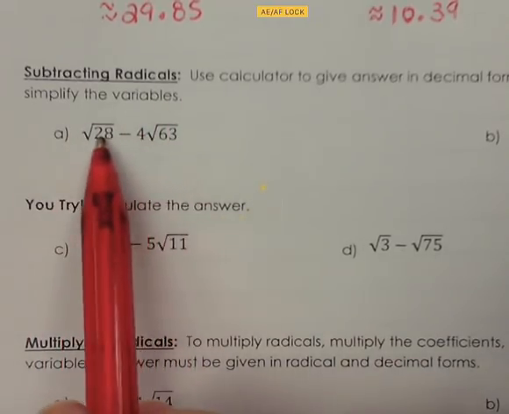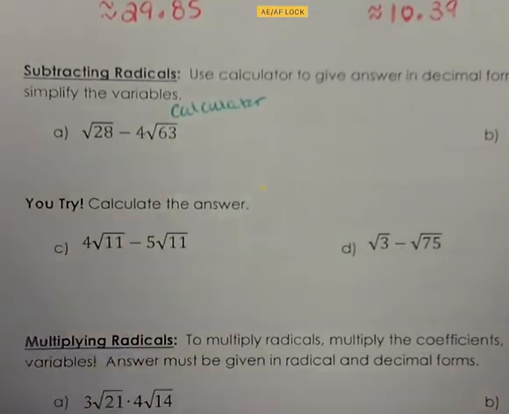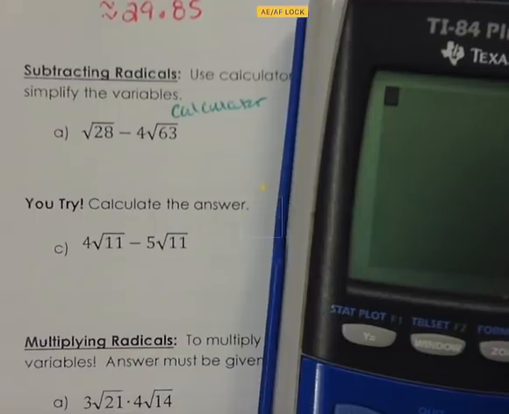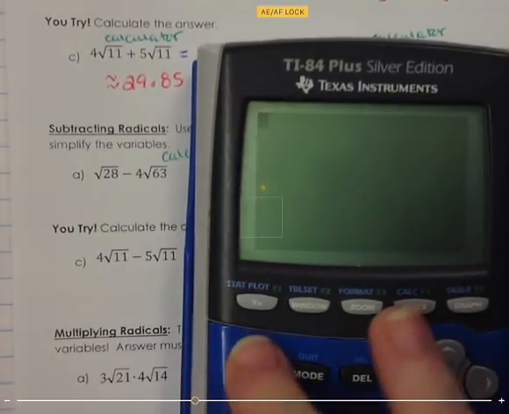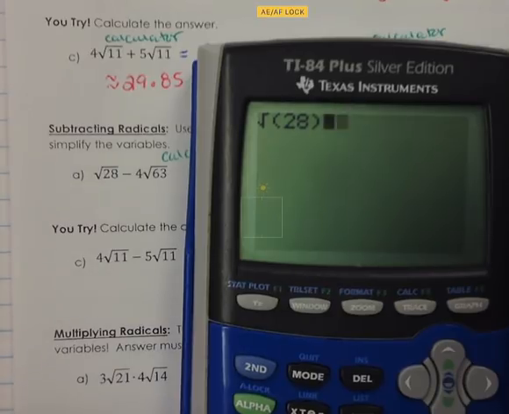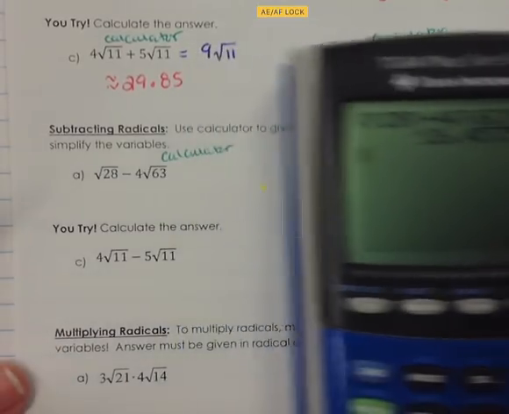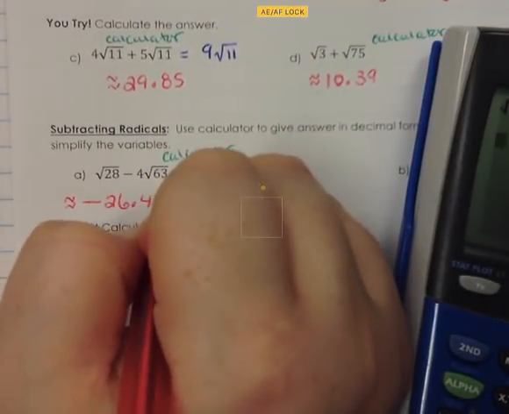So part A has only numbers. That means we can go straight into our calculator. And again, I'll use the older calculator this time. So on the older calculator, I have to do the square root of 28, but I have to close my parentheses to stop that radical, minus 4 square root of 63, and then close my parentheses to stop that radical. Enter. And I got negative 26 and 46 hundredths. So this is approximately negative 26 and 46 hundredths.